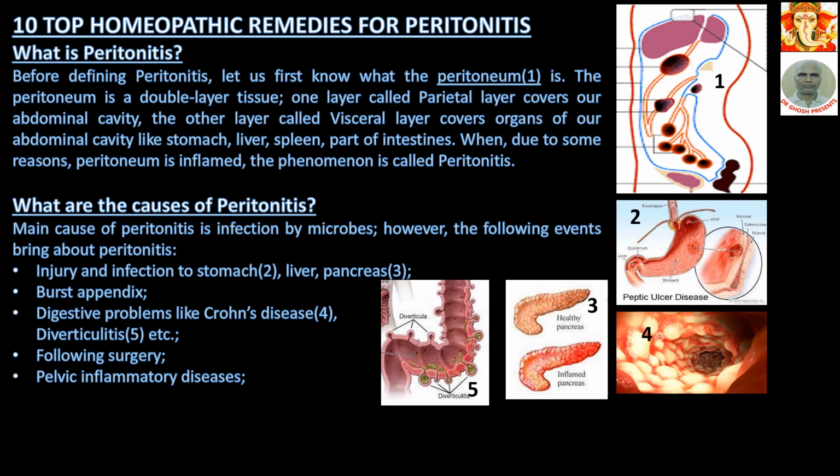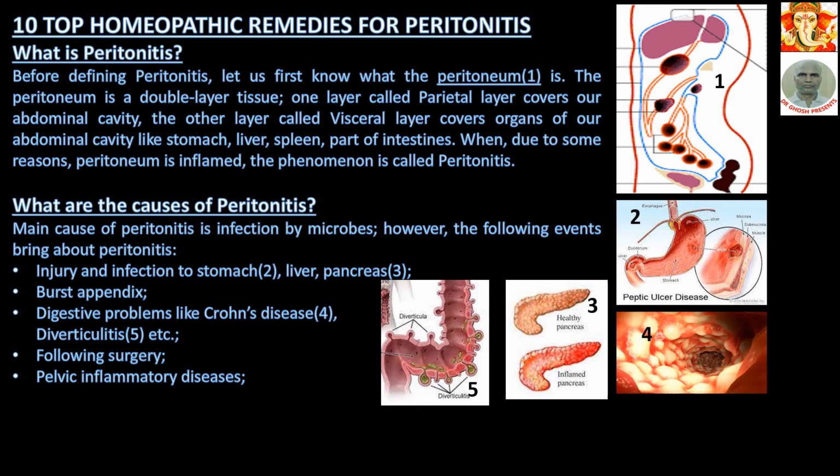One layer, called the parietal layer, covers our abdominal cavity. The other layer, called the visceral layer, covers the organs of our abdominal cavity, like the stomach, liver, spleen, and part of the intestines. When, due to some reasons, the peritoneum is inflamed, the phenomenon is called peritonitis.